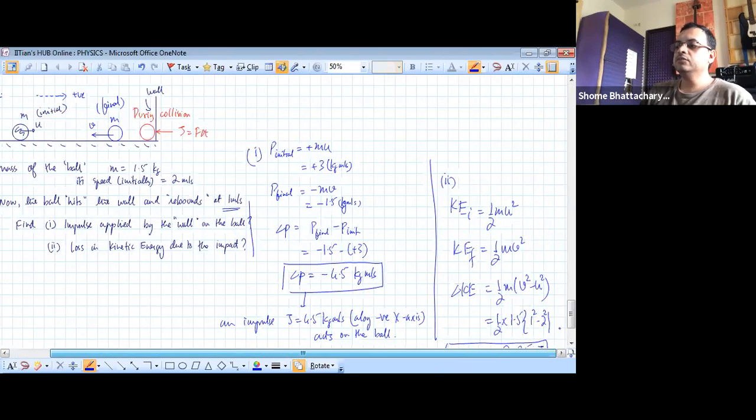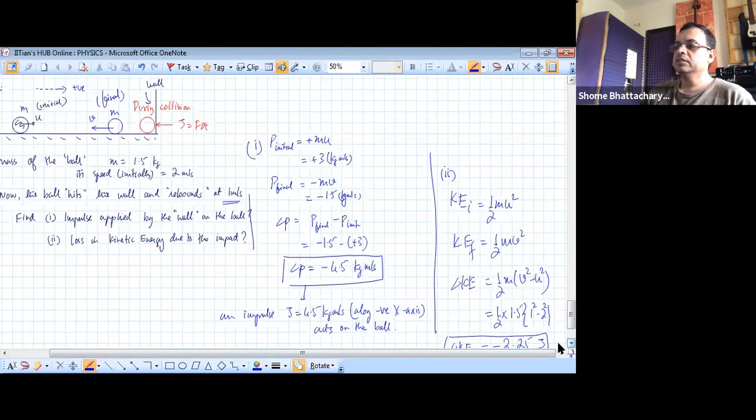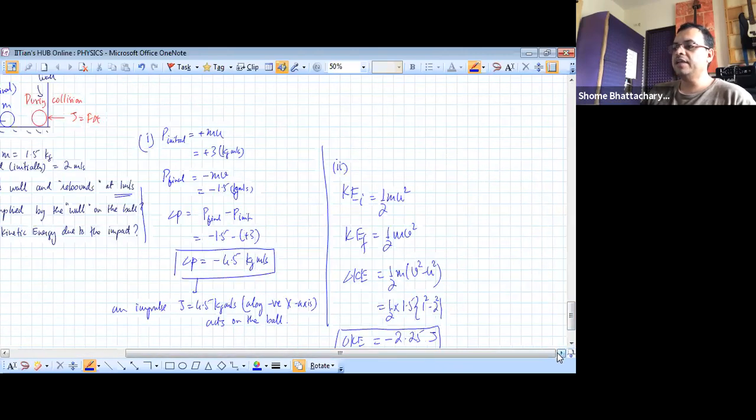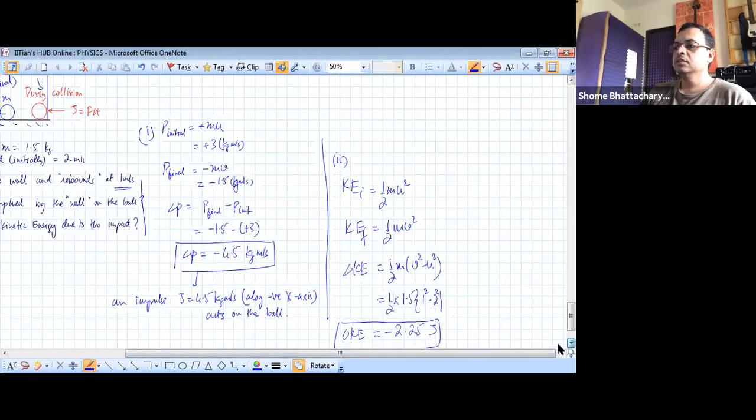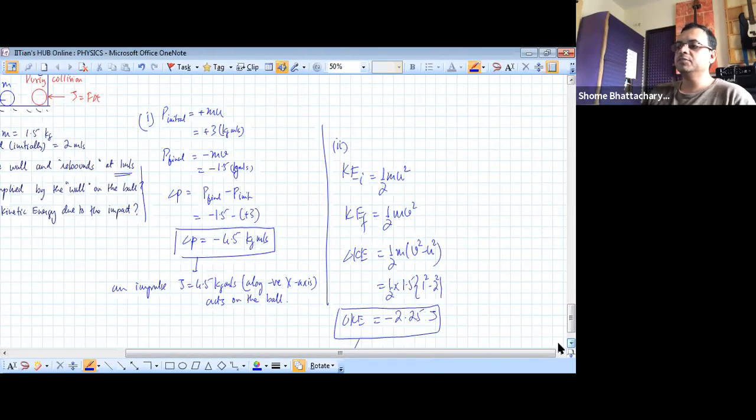Whereas kinetic energy, any type of energy for that matter, work done and energy are scalar quantities we discussed, remember. So there's no directionality involved. The final and initial kinetic energy just depend on the mass and the speed. They don't depend on the direction of the velocity. Okay, good.